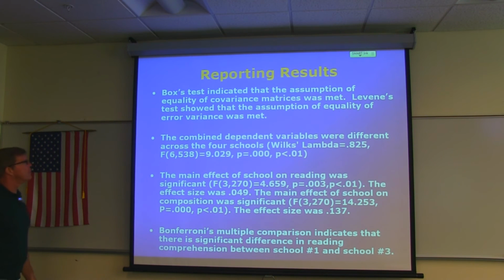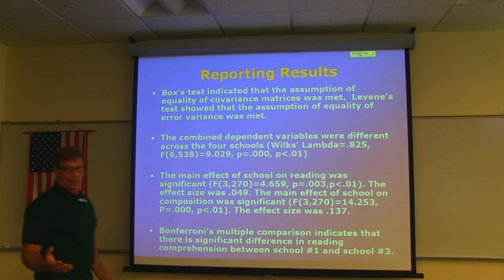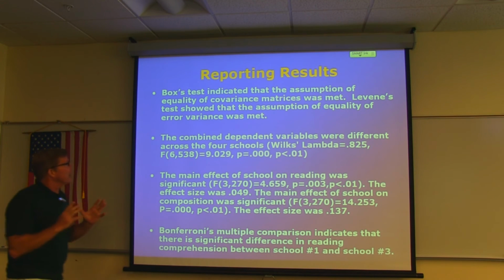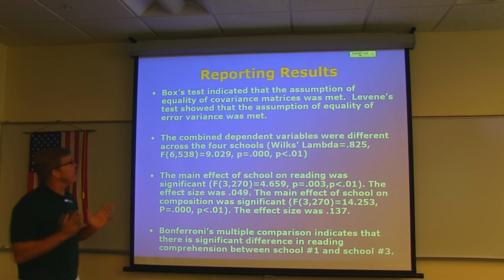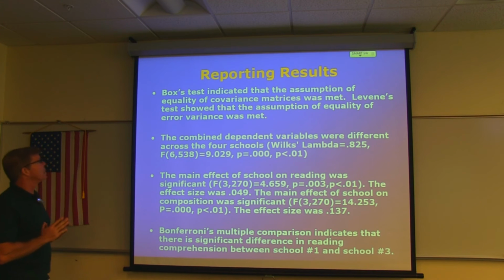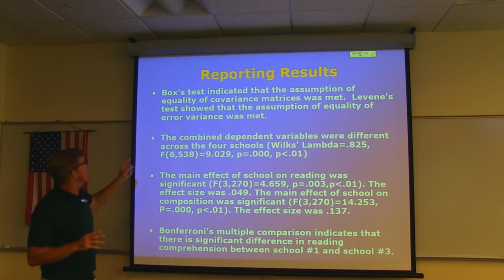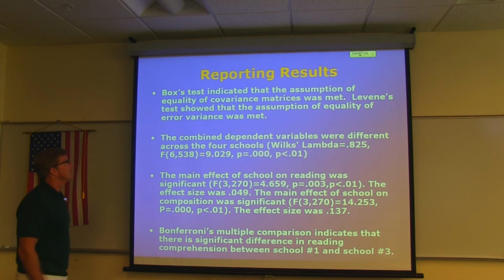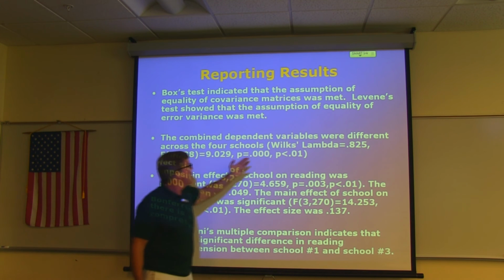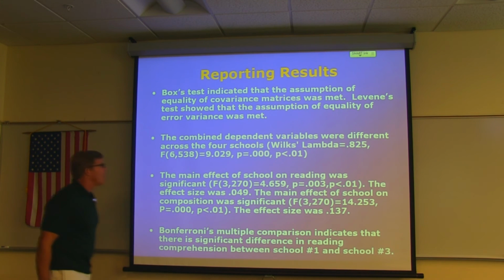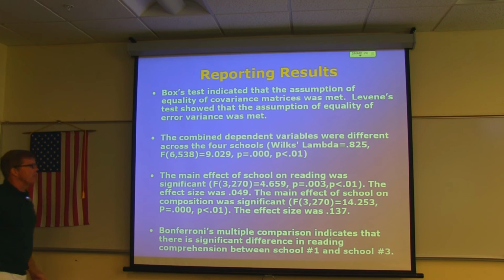Reporting results. Box's M test indicates that the assumption of equality of covariance matrices was met. Why? Because p was greater than alpha, we have equality. Okay? Levene's test showed that the assumption of equality of error variances was met. Because p was greater than alpha, again, we have equality. The combined dependent variables were different across the 4 schools. So that omnibus MANOVA F was significant at actually alpha .01. The main effect of school on reading was significant.